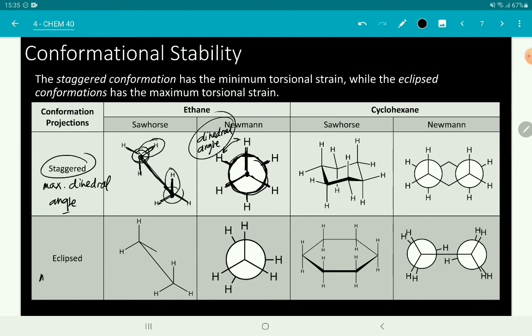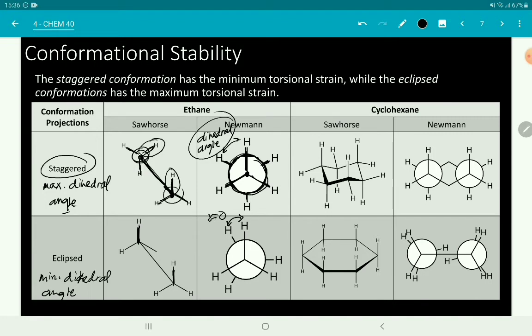Kapag naman eclipsed, minimum dihedral angle. So, the minimum dihedral angle is 0. Kasi, yung angle between here and here is 0. Kasi, halos pantay sila. Okay? Ginawan ko lang ng slight difference para makita natin kung ano yung harap at likod. Pero, this angle is almost 0. Okay? That's the minimum dihedral angle.